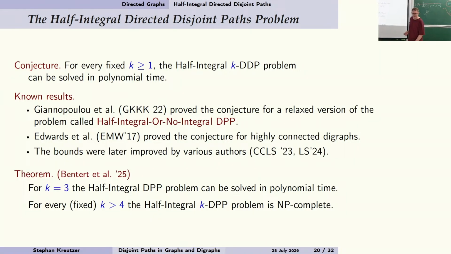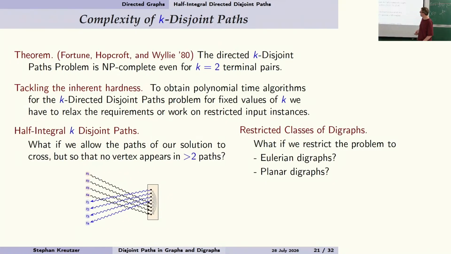So, if you want an easy-to-state problem that you can look at and work on, then k equals 4. Maybe there's a simple solution that we missed, but otherwise it might be something to keep you entertained for a while. Okay, so that's the half integral version.